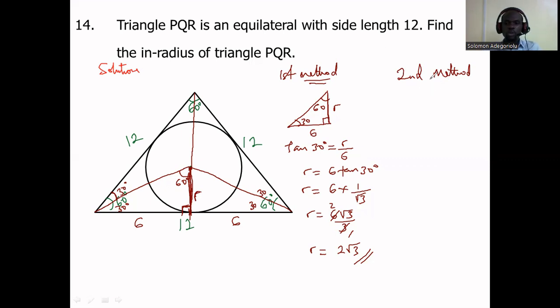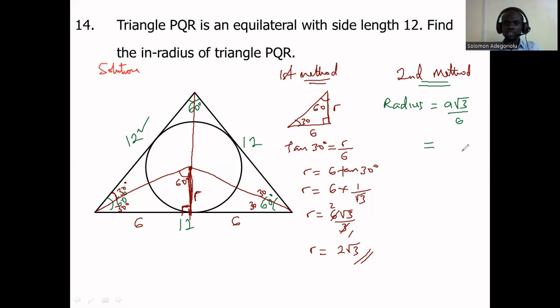For the second method, how do we go with the second method? Okay, for the second method here, we're going to use this formula for the radius. Radius is equal to a square root of 3 over 6. This is the formula we're going to use. A square root of 3 over 6, where a is the side of the equilateral triangle. That means we have the side of 12. Okay, so a is 12.